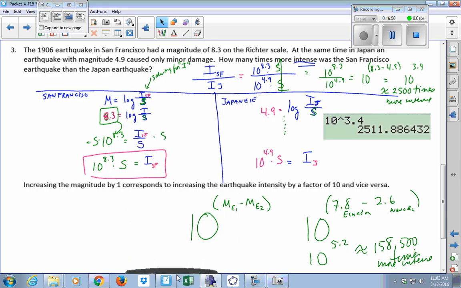A couple of years ago when I was doing this demo was when the nuclear power plant in Japan had the tsunami wave and the earthquake, everything happening there. That was unbelievable. I don't recall what the magnitude was, but it was pretty high.